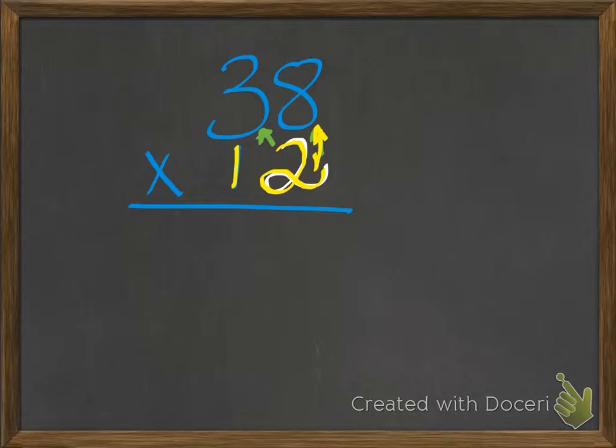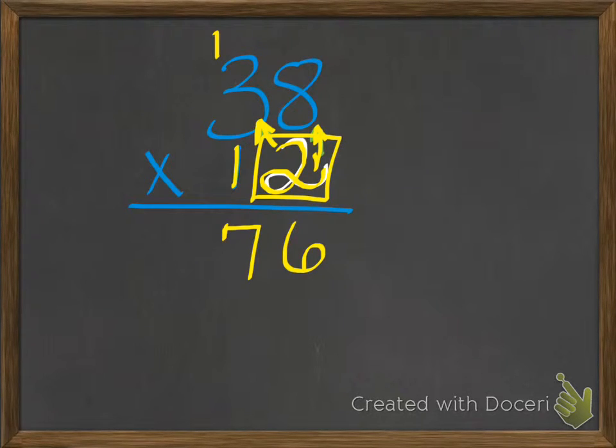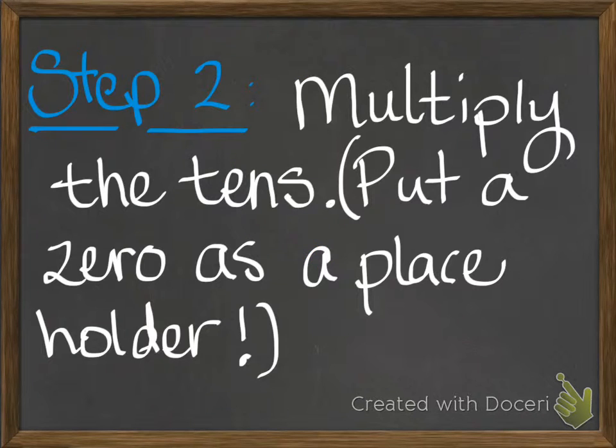So 2 times 8 is 16. Put down the 6 and carry the 1. Then I multiply 2 times 3. 2 times 3 is 6, plus 1 more is 7. Okay, so that was step 1. Multiply the digit in the ones place. Next step. Multiply the tens. Put a 0 as the placeholder.